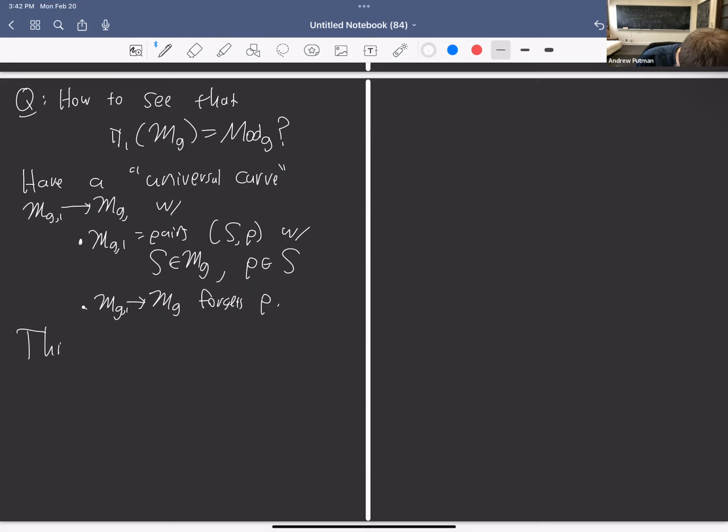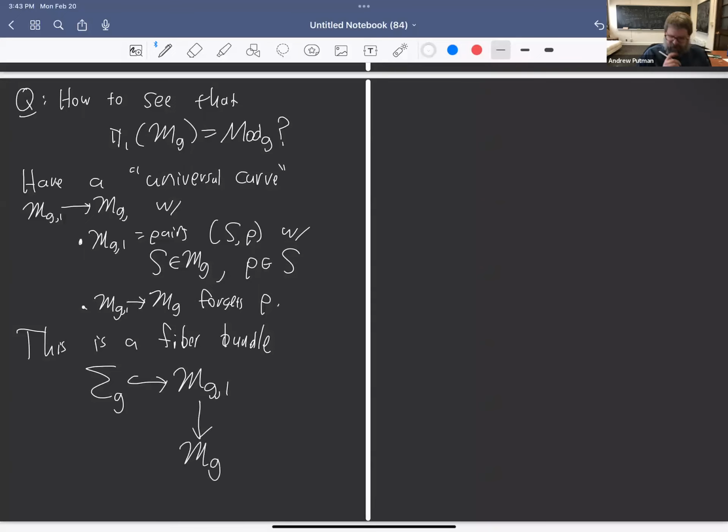So this is a fiber bundle. The fibers are all copies of sigma g, right? They have a Riemann surface structure, but just as topological spaces, they're sigma g. And we have a map to Mg1, and that projects down to Mg. And again, people that know about the technicalities of the subject know that I'm working in the category of stacks. The world of stacks is set up so that this is a literally true statement, but you just have to reinterpret what a space is.